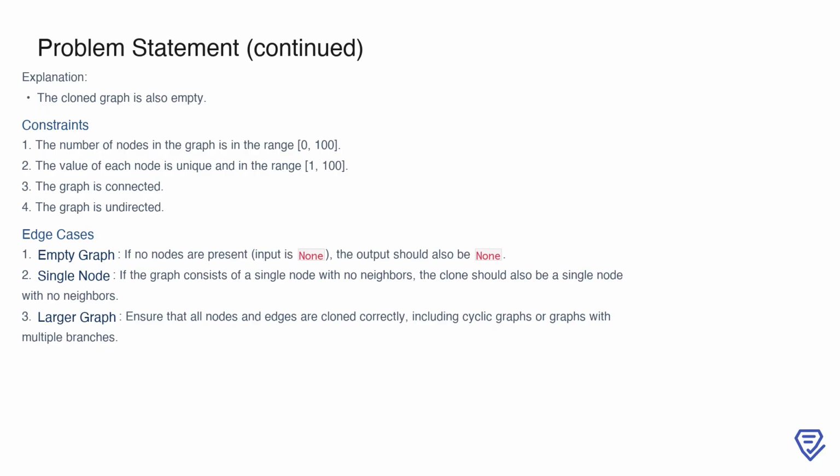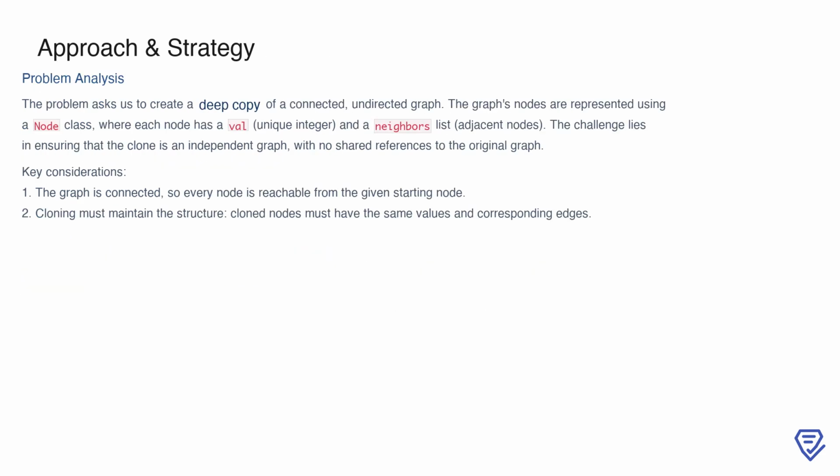For larger graphs, you must ensure that all nodes and edges are correctly cloned, including more complex scenarios like cyclic graphs or graphs with multiple branches. The goal is to produce a deep copy that faithfully mirrors the structure of the original graph but is completely independent of it. To solve this problem, we need to create a deep copy of a connected, undirected graph.